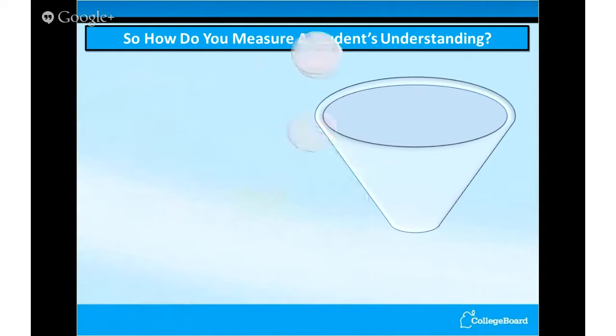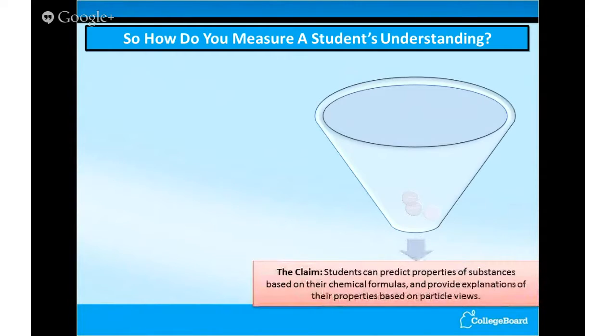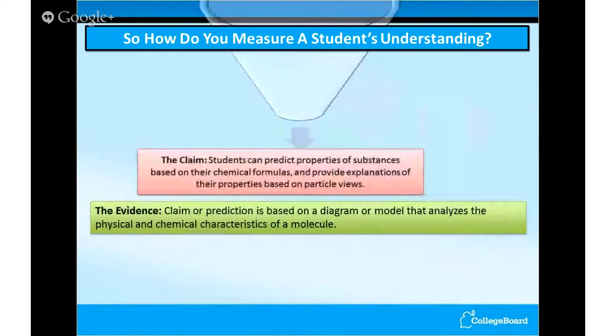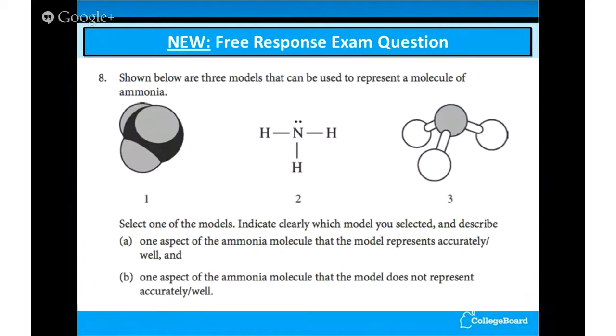So we're going to take these 3 components, again, into the magic hopper. And out comes our claim. So the claim here is that the student can predict properties of substances based on their chemical formulas and provide explanations of the properties based on particle views. Here's our evidence statement: claim or prediction is based on a diagram or model that analyzes the physical and chemical characteristics of a model, or excuse me, of a molecule. Here's the new free response question.